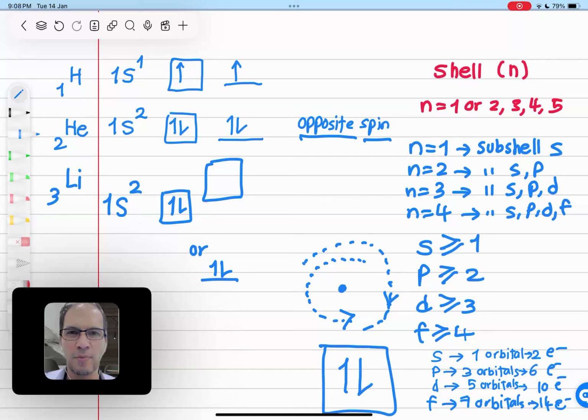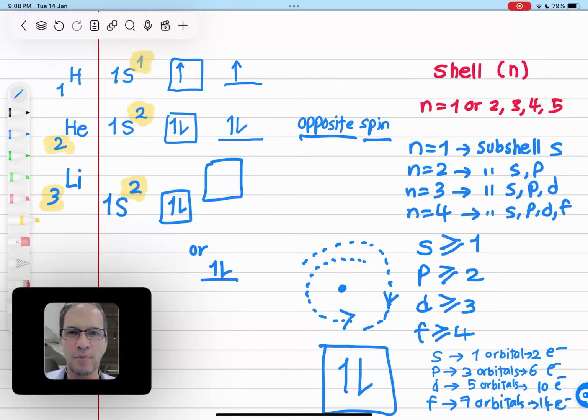Now I need to go for the next. Why do you want to go to the next? Why don't you stop at 1s2? Because I have one more electron, and I have just finished 2 out of the 3. I have 3, then I finished 2 and I stopped. Why did you stop here in helium? Because I have only 2.